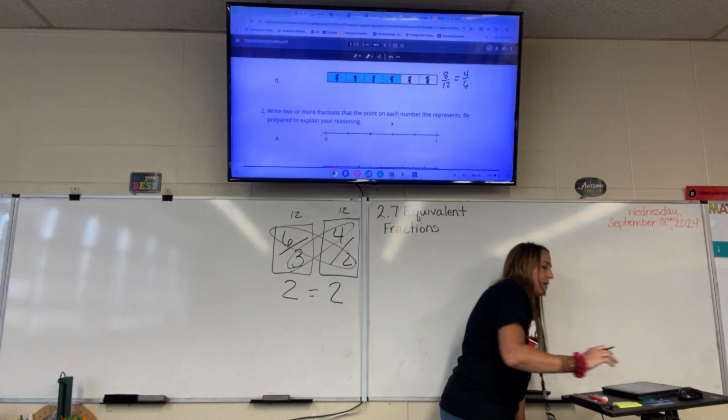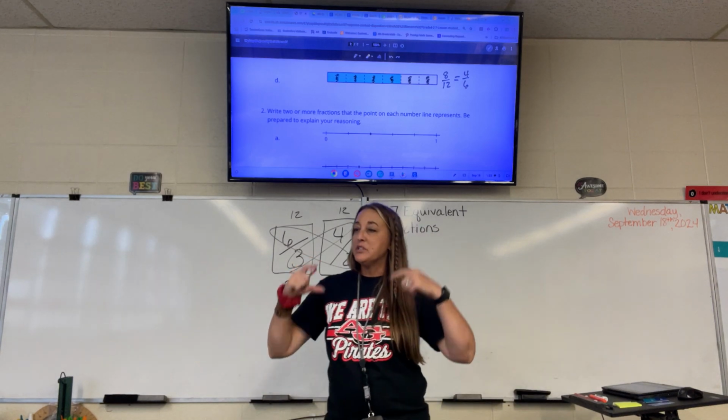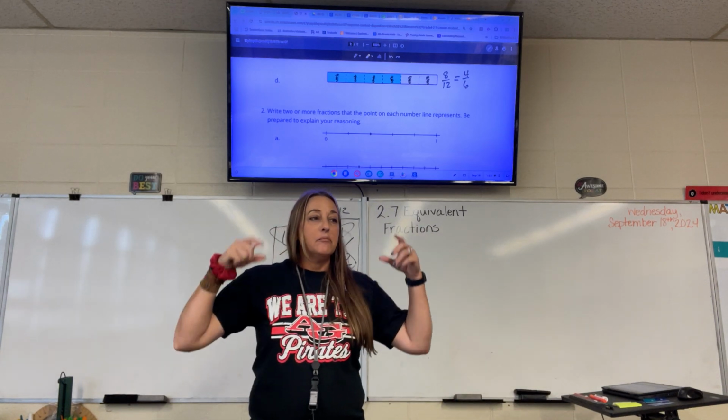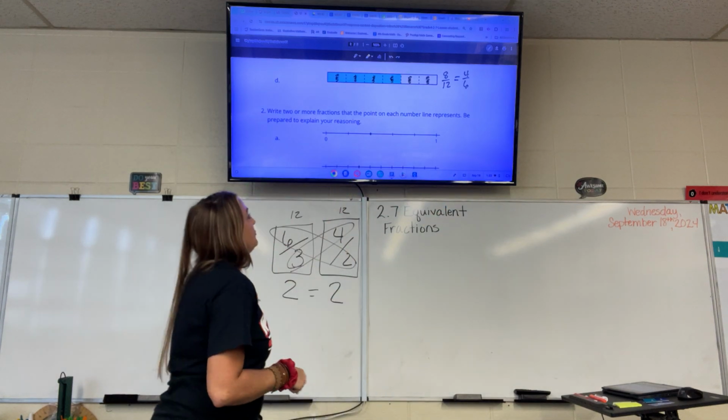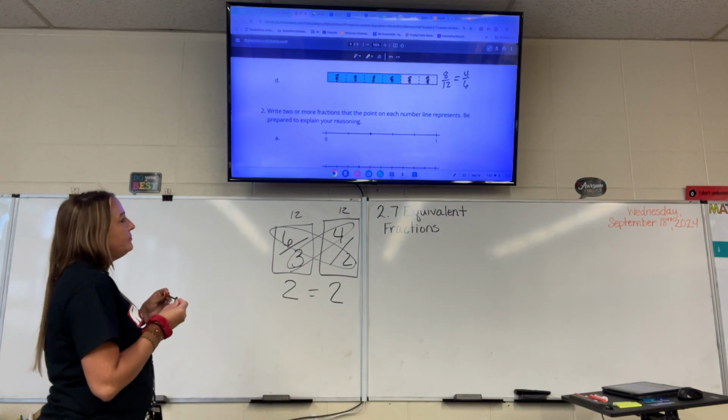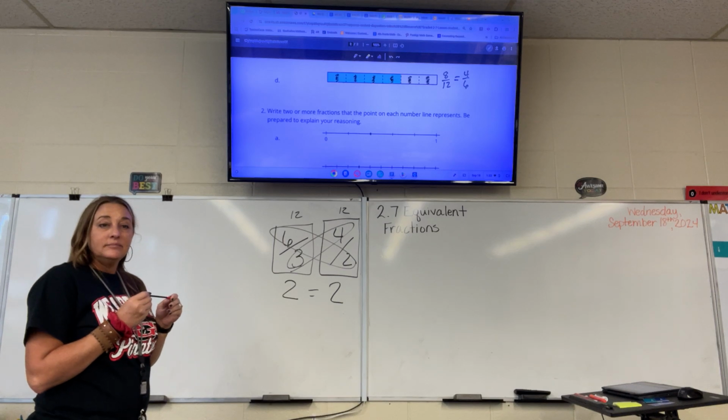All right. Now we're going to move from fraction strips to number lines, right? We've done models, diagrams, fraction strips. Now we're going to do number lines. We're going to do the same thing.